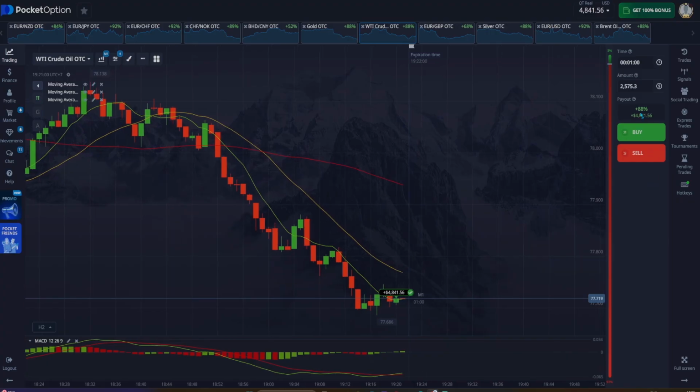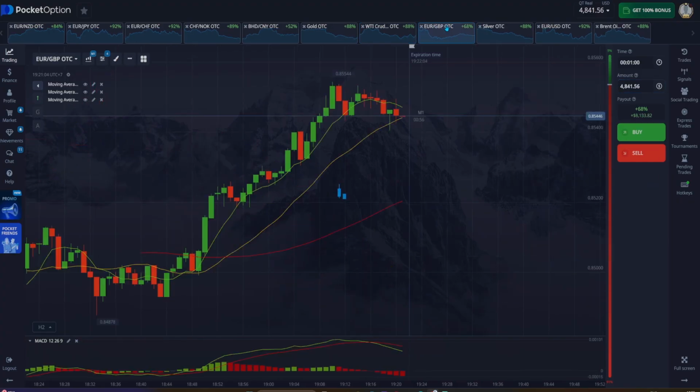Yes, exactly. Price is moving upward as analyzed, and we made a profit. We're ready to open the market again for the next opportunity.